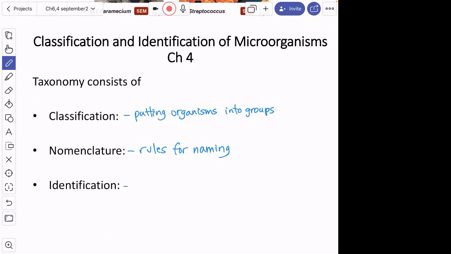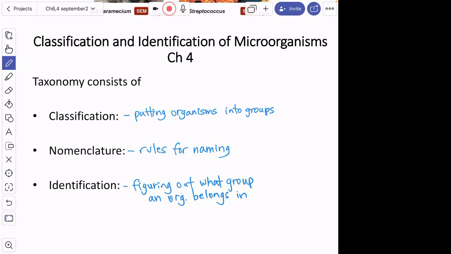And by identification, I just mean figuring out what group an organism belongs in. Again, it's really important to alleviate confusion, make sure that we're identifying it properly, and make sure we're talking about the same organism that other people are talking about.